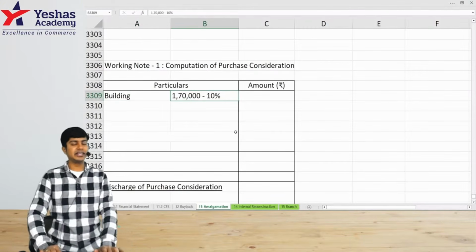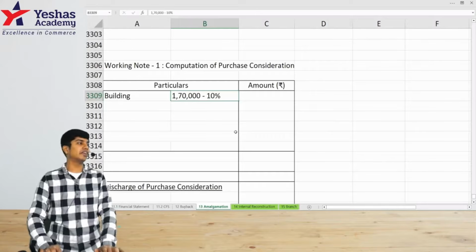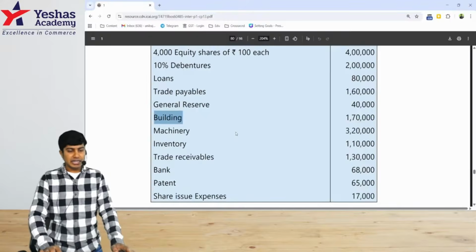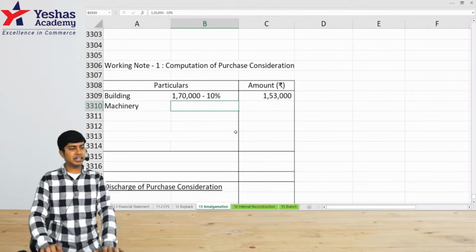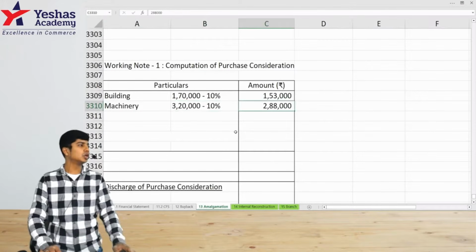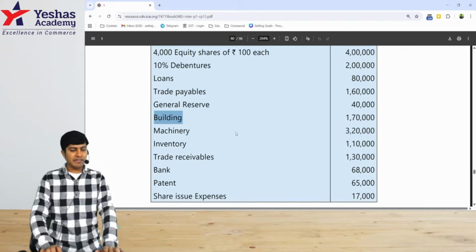Building 1,70,000, I'll take it over at less 10% of 1,70,000, that is 1,53,000. Next I have machinery. Machinery I will take it over at 3,20,000 minus 10%, that comes to 2,88,000.